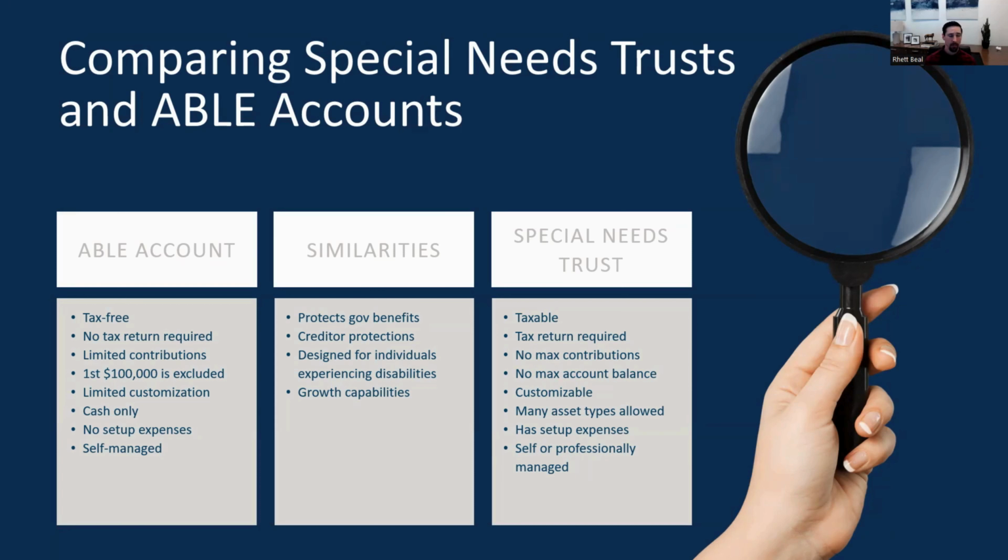But a benefit of those special needs trusts is you can either self-manage or get professional management on them. Think of if you need a trustee fiduciary to help manage the budget and expenses, or if you need an investment advisor or a legal representative, where those ABLE accounts is really mostly self-managed and no other professional support there.